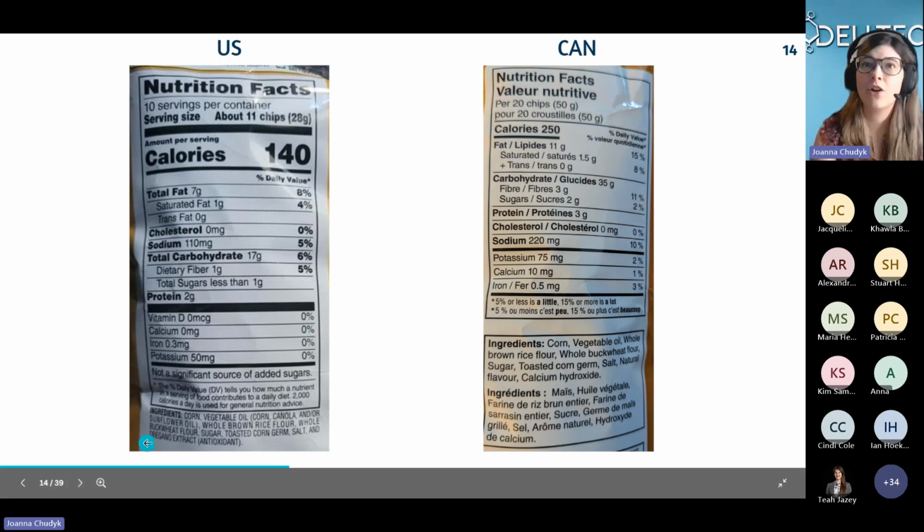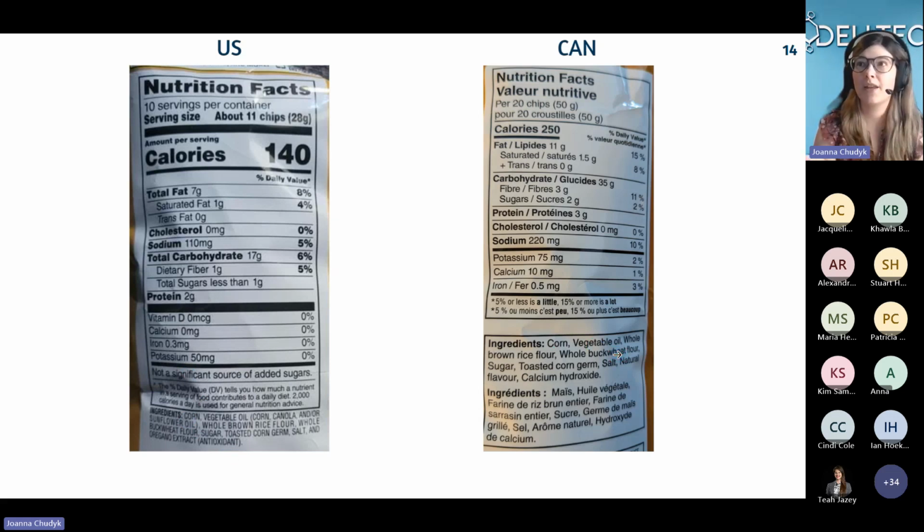Another thing we can call out is the ingredient listing. So you can notice a lot of formatting differences here. In Canada, you can't have the ingredients listed all in caps lock like this. They need to appear with just the first letter of the word being capital and then the rest lowercase. So you can see that with all of these changes, it would make it impossible to bring your US food label into Canada compliantly.